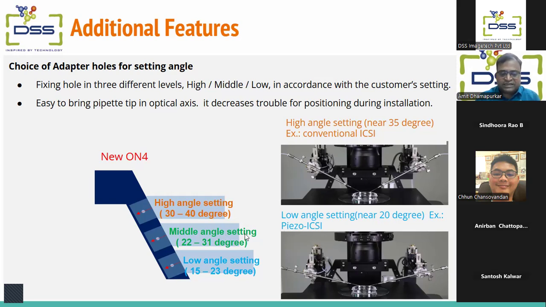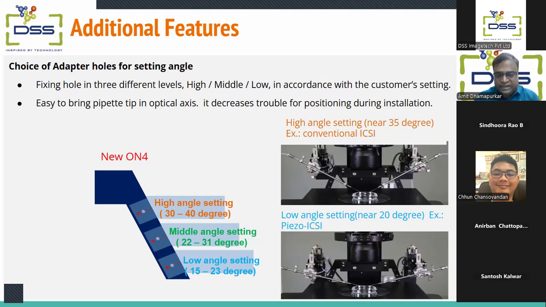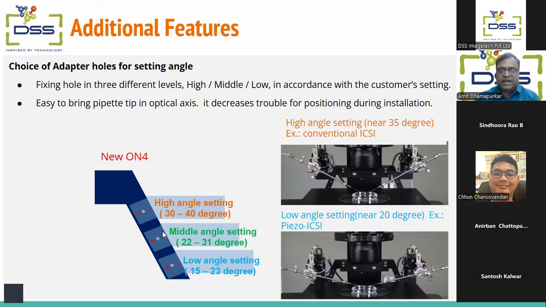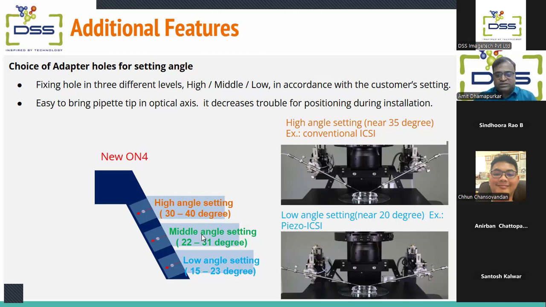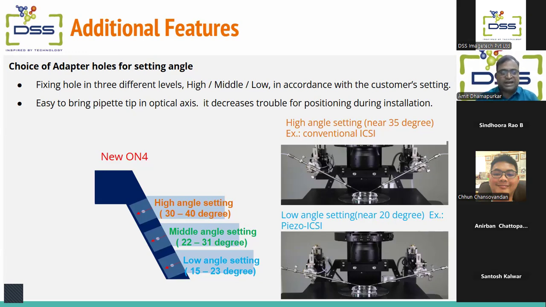Second one is the middle angle setting, which is 22 to 31 degrees. Normally people use 20 degrees for the piezo ICSI, or some people want a 30-degree angle or 31-degree angle. So at that time also people use this mid angle. We have two customers in Mumbai who basically use this middle angle. And then the low angle setting. So these three angles we have incorporated in the micromanipulation adapter, so people can use them according to their wish or their comfort.